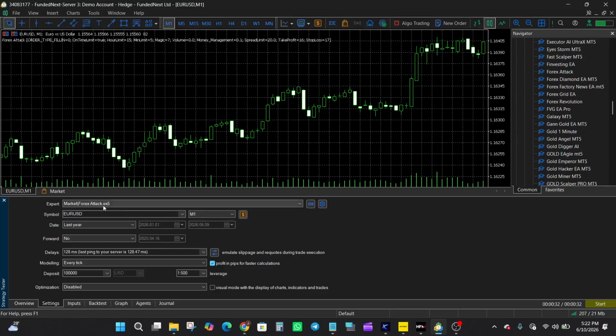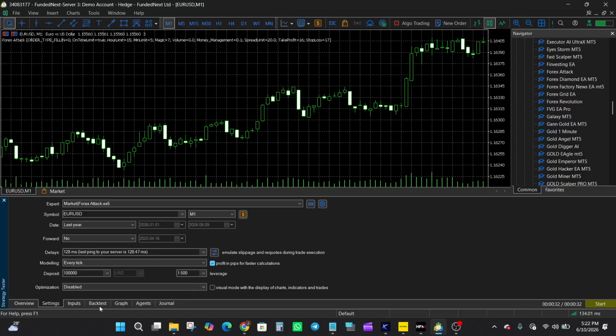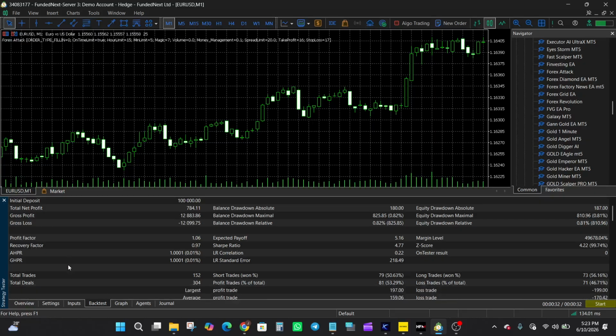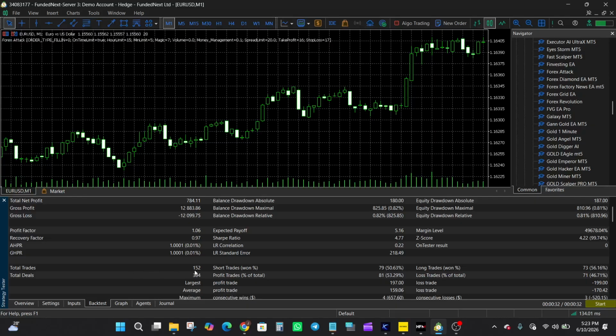So we're testing the Forex Attack EA on Euro USD on the M1 time frame as recommended, and we are testing from the beginning of this year 2026 till date. As for the delays, we are using the last ping to the server, every tick modeling, and let's just look at the results. So we can see that from an initial deposit of $100,000, the total net profit was 784.11, and the total trades taken were 152.